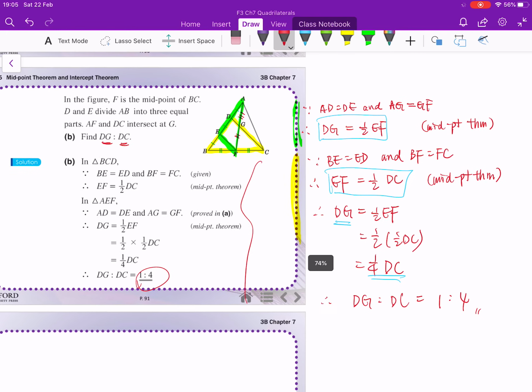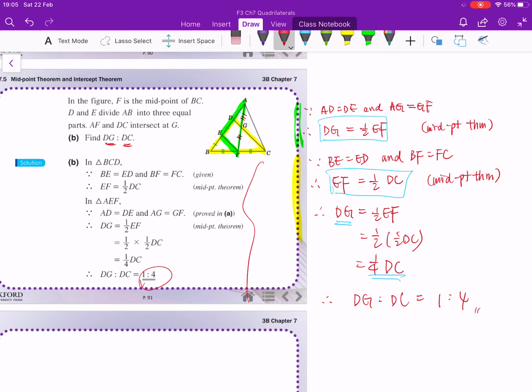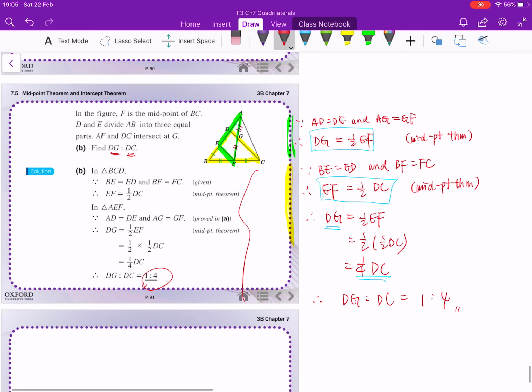Okay, so we can see that in this question, in this part, we apply the midpoint theorem to different triangles to get the result we want.